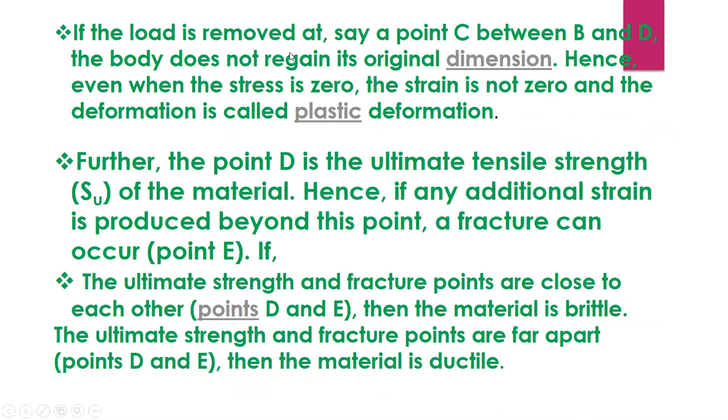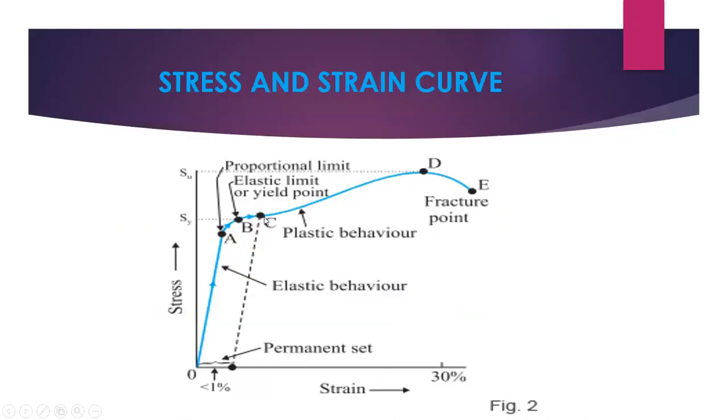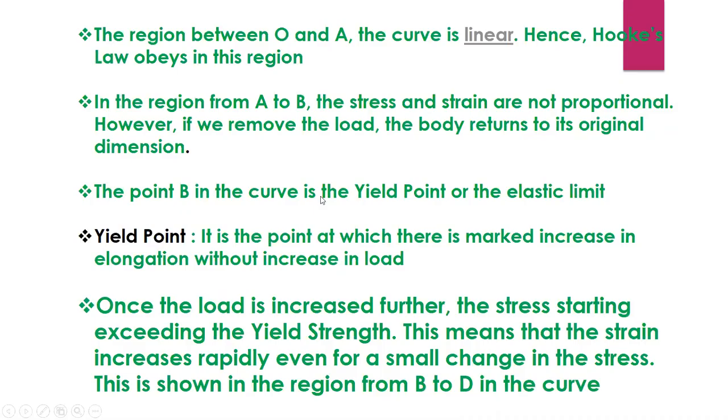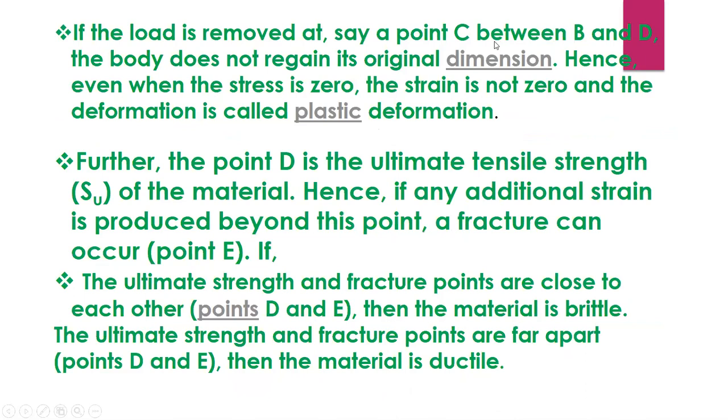Okay, consider the point C. If you remove the load at point C, which is between B and D, the body does not regain its original dimension. Hence, even when the stress is zero, the strain is not zero. That deformation is called plastic deformation.